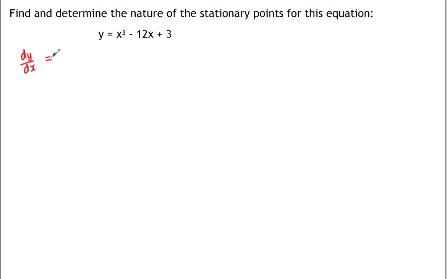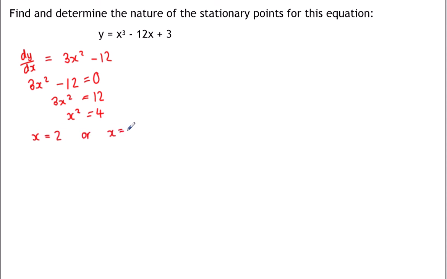Right, dy by dx then is 3x squared minus 12. The x goes, the plus 3 goes. Then we've got to find where that is 0, because that's how you find stationary points. You put dy by dx equals 0. This is not a full quadratic, so it's not very difficult to solve. 3x squared equals 12, so x squared equals 4. Remember, you have two solutions when you square root, one positive, one negative. So x is either 2 or x is minus 2.